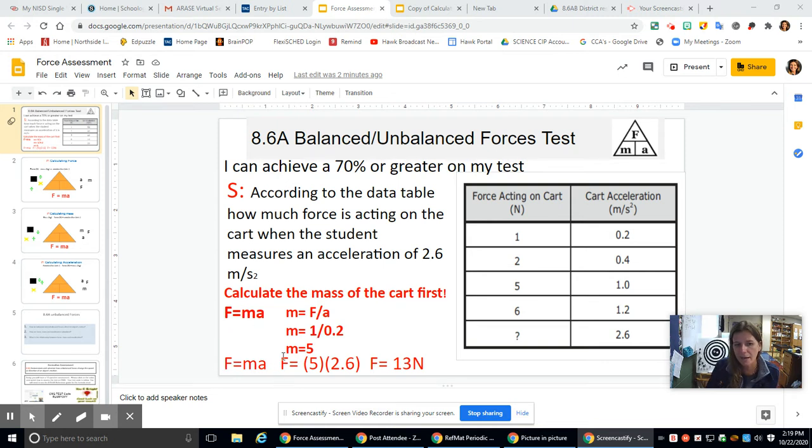So now that we understand what the mass of the cart is, we can go to our STAAR reference guide and get our formula, net force equals mass times acceleration. We can plug in the mass of the cart of 5 kilograms. Our acceleration is now given, 2.6, and we multiply 5 times 2.6 to get a net force of 13 newtons.